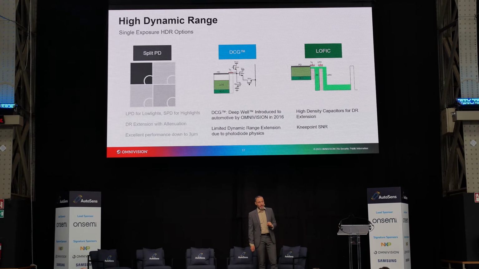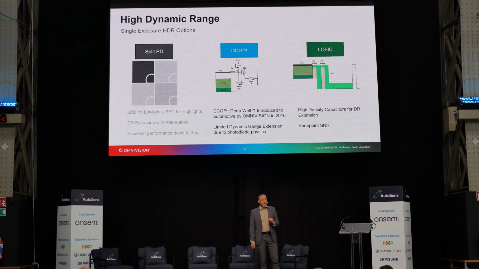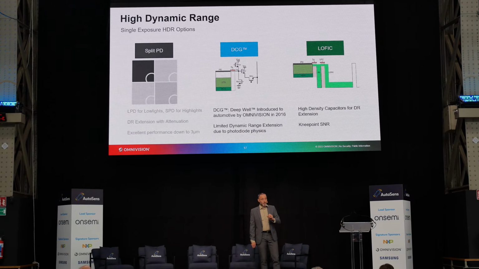There's dual conversion gain, which we introduced in 2016, where we capture a high and a low conversion gain image at the same time. But the dynamic range extension we get here is always going to be limited by the photodiode. So LOFIC is the way to overcome this. It suffers a little bit from increased knee point SNR, so that's something that we'll need to address.